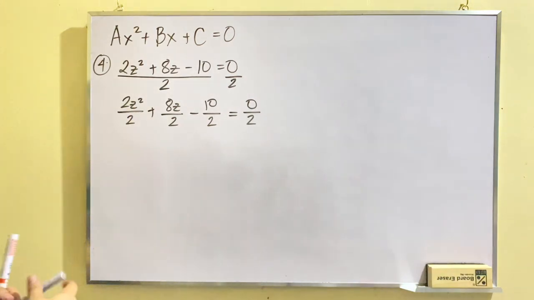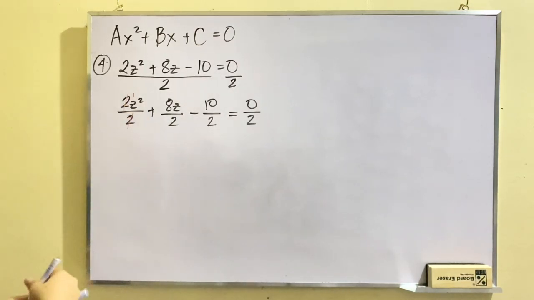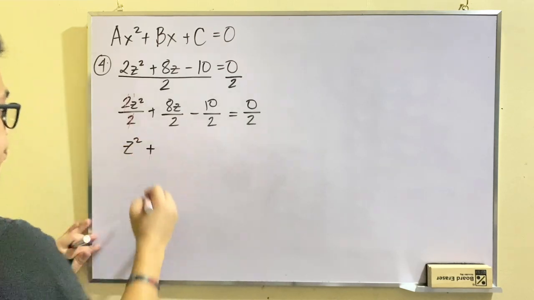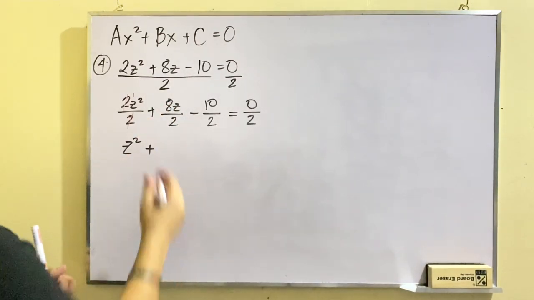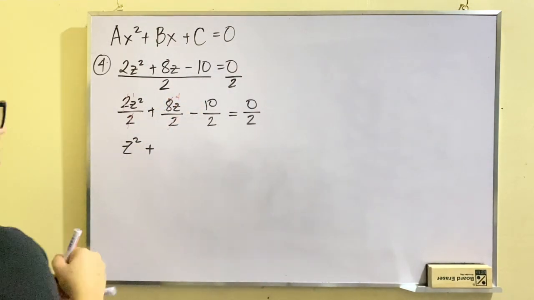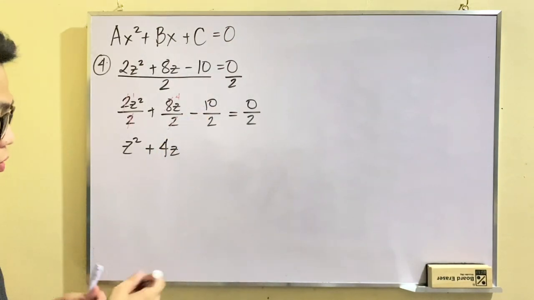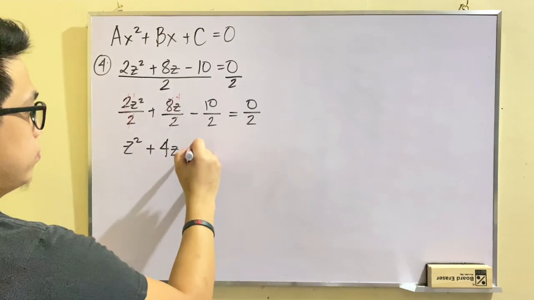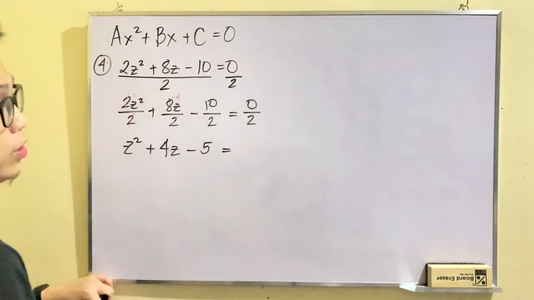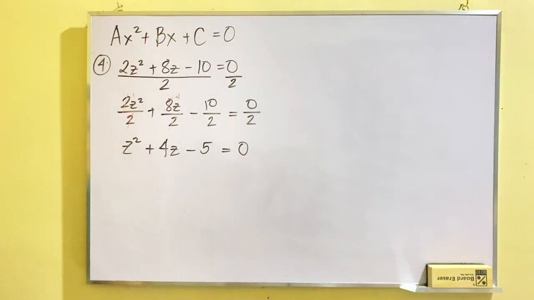2z squared divided by 2, so 2 divided by 2 is, of course, 1. So, sinusulat pa ba natin yung 1? Hindi na. So, z squared plus 8z divided by 2. 8 divided by 2 is 4. So, ang natira natin dyan is 4z. 10 divided by 2 is 5. So, minus 5 equals to 0 divided by 2 is 0. So, madali na tayo ngayon makakapag-factor.